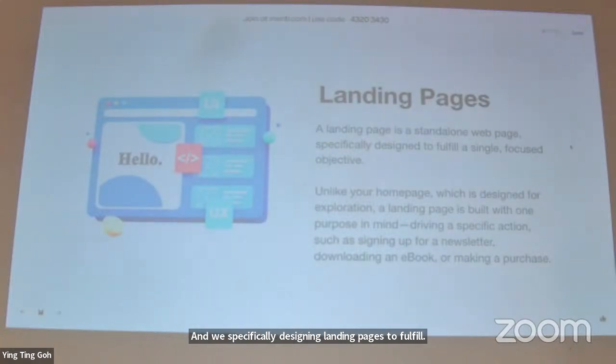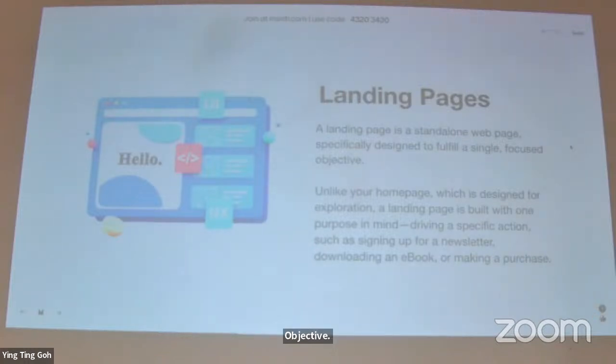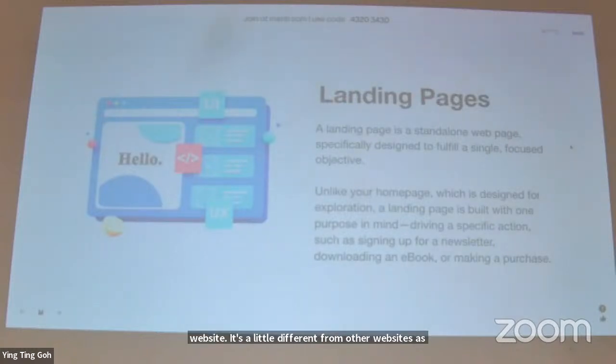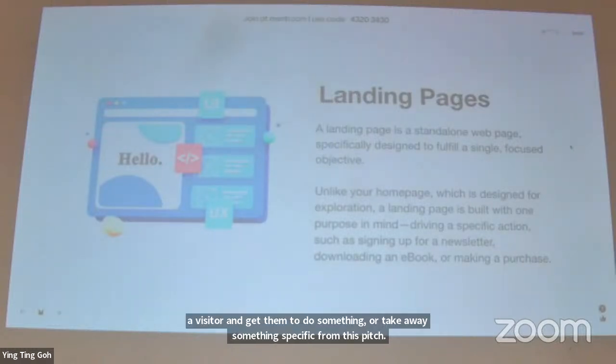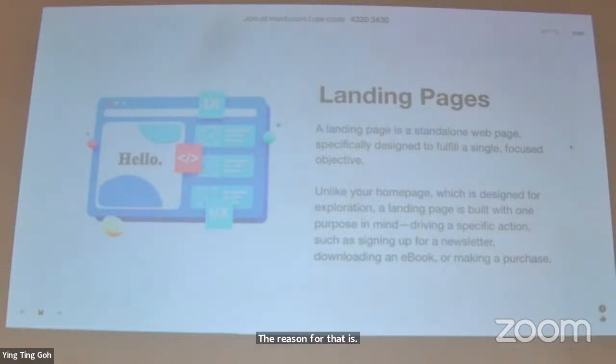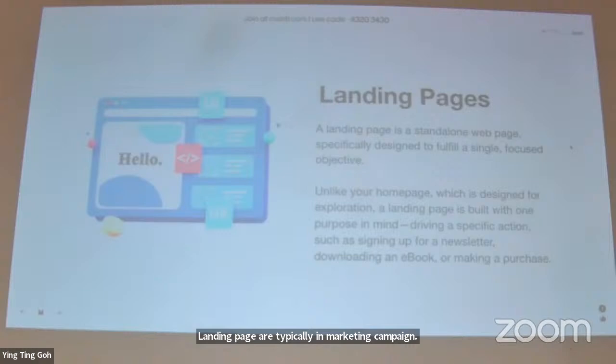Usually it's a little different from a single page website. It's a little different from other websites as well because I'm going to focus only on one objective. My main goal is to get a visitor to do something or take away something specific from this page. The reason for that is landing pages are typically used in marketing campaigns. For example, when you want newsletter signups, when you want to download an ebook, or maybe when you want to make a purchase, maybe these are all pages that can exist on other website pages.